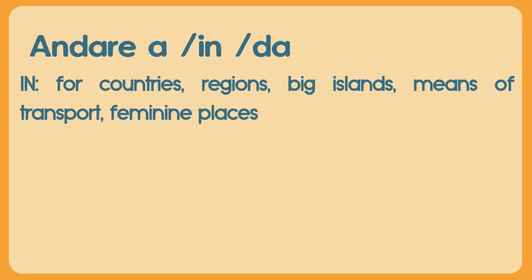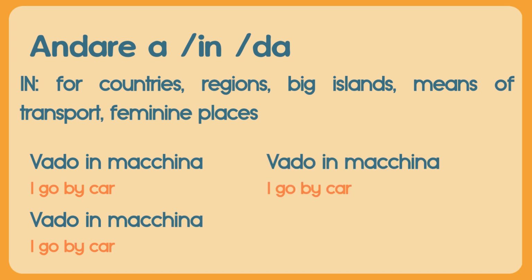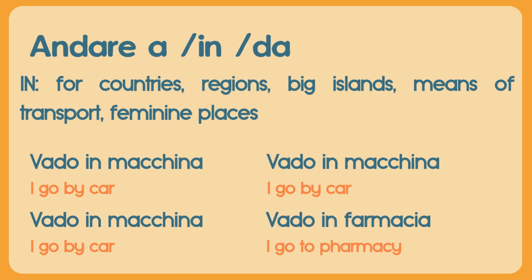In is used for countries, regions, big islands, means of transport, and feminine places. For example, vado in Italia. I go to Italy. Vado in Sicilia. I go to Sicily. Vado in macchina. I go by car. Vado in farmacia. I go to the pharmacy.